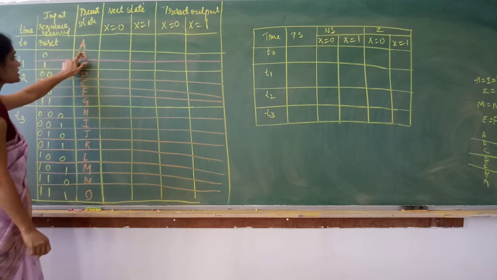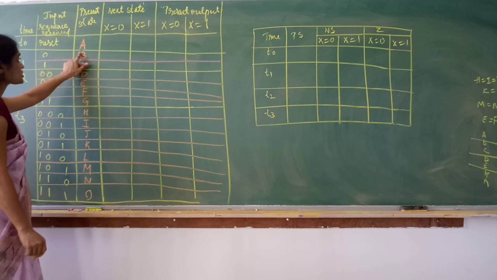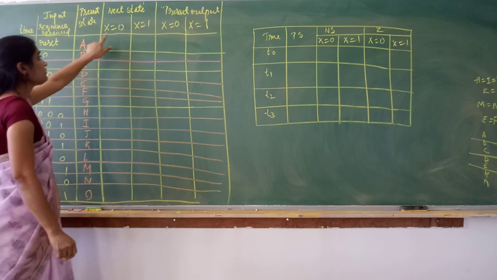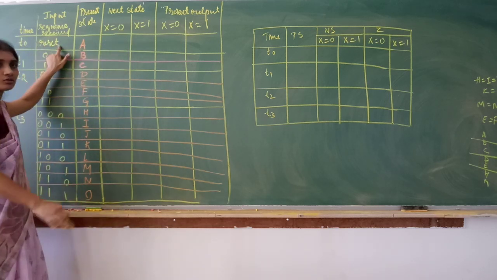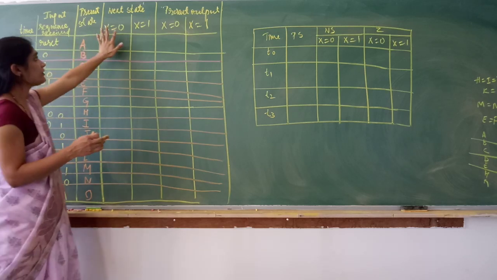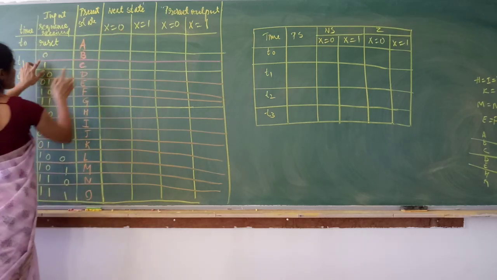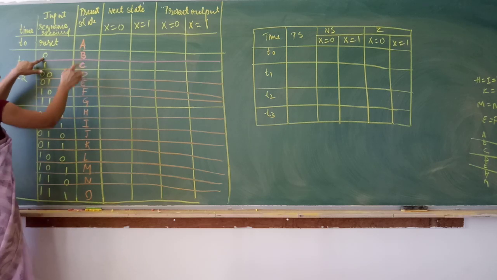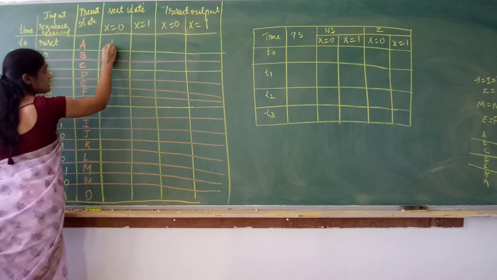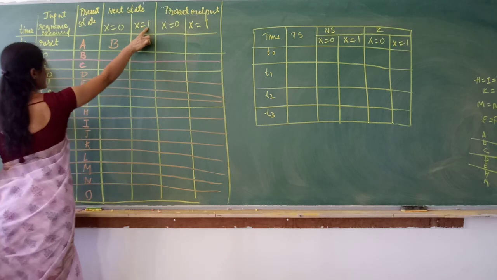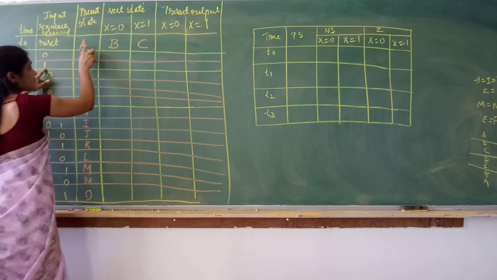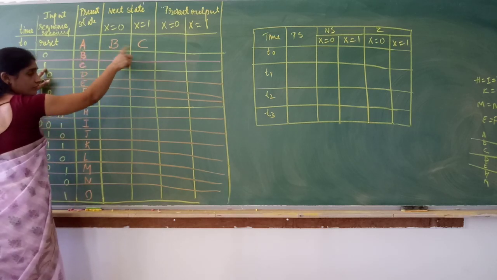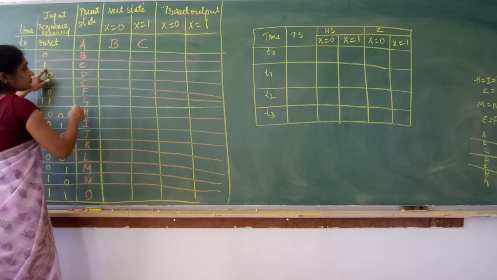Now the machine is in present state A. If it receives 0, what will be the next state? Present state A means the machine has received no bit. Now if it receives 0, how did we name the 0 state? B. So if it receives 0, next state will be B. If it receives 1, the state I have named C. So this will be C. If you have named them S1, S2, S3, in the same way you have to write here accordingly. Now, is that correct? Yes?